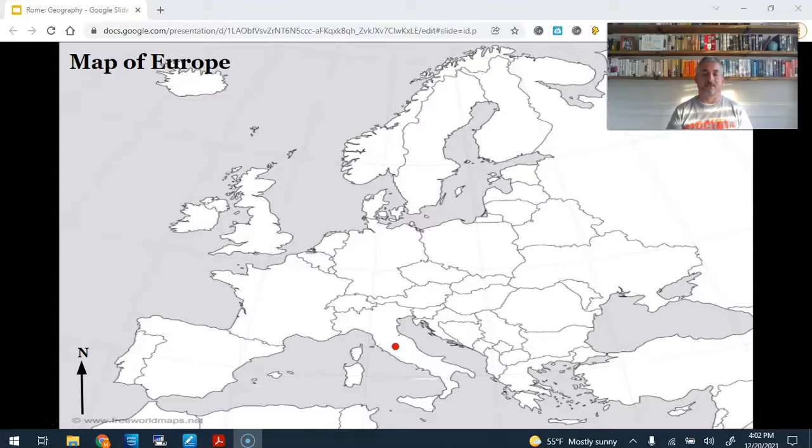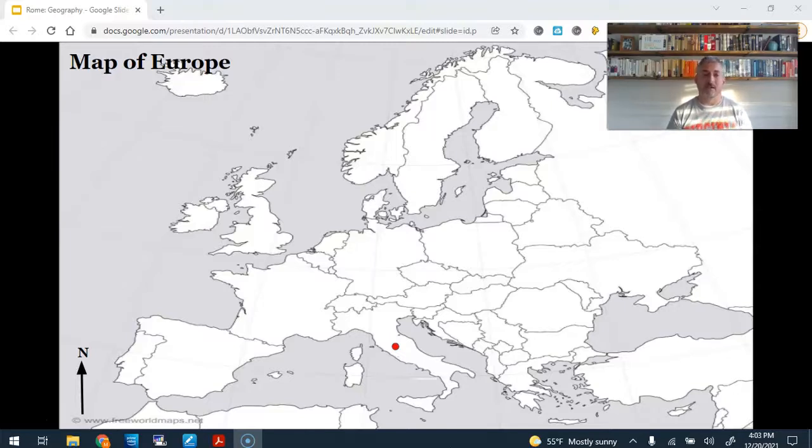Okay, so now we know that we're looking at a map of Europe, but how do we know what is land and what is water? One of the things that will help you is if you can pick out rivers, because rivers flow on land into larger bodies of water. Now there's no rivers on this particular map, so the next thing you want to try and look for are some features that stand out.